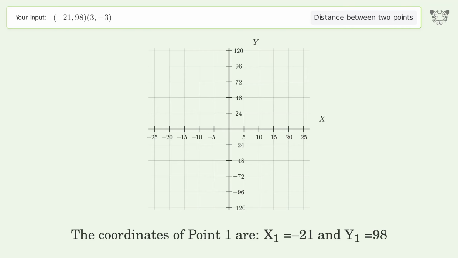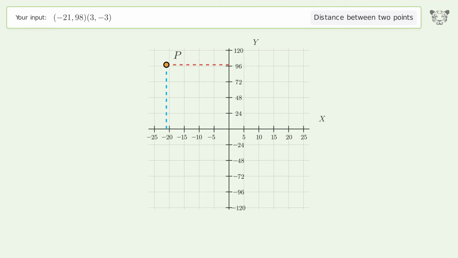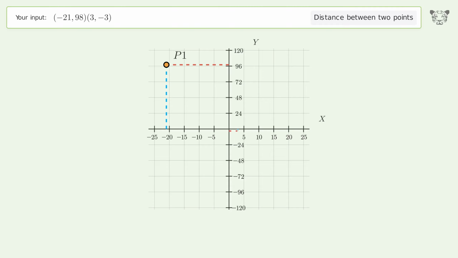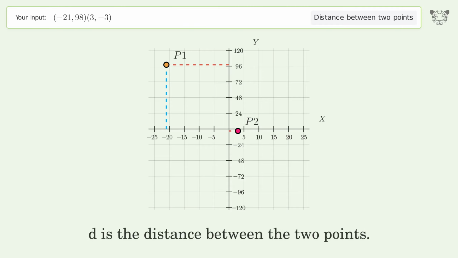The coordinates of point 1 are x1 equals -21 and y1 equals 98. The coordinates of point 2 are x2 equals 3 and y2 equals -3. D is the distance between the 2 points.